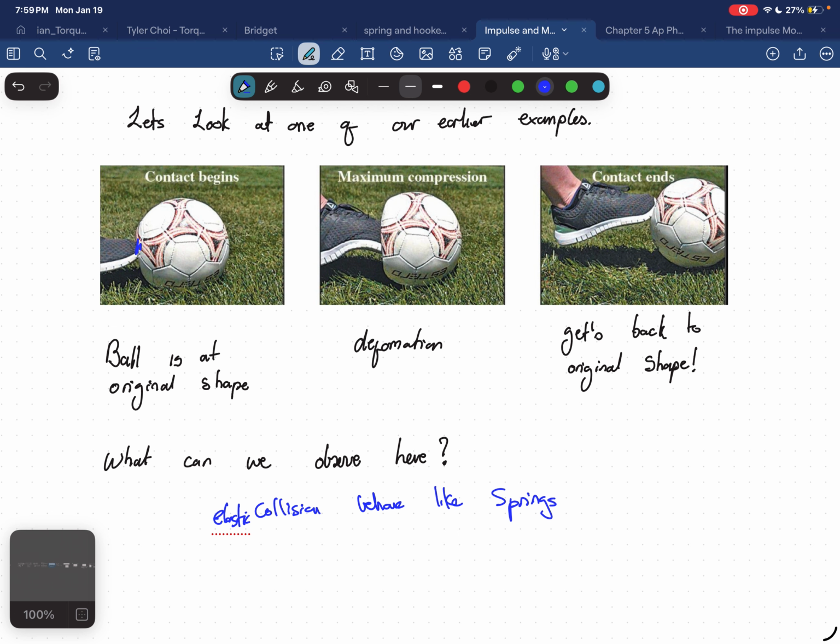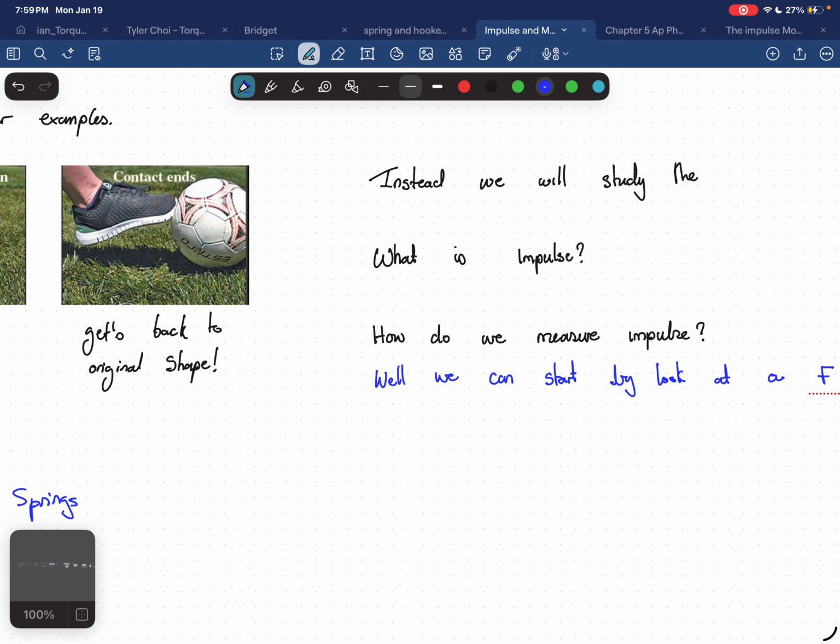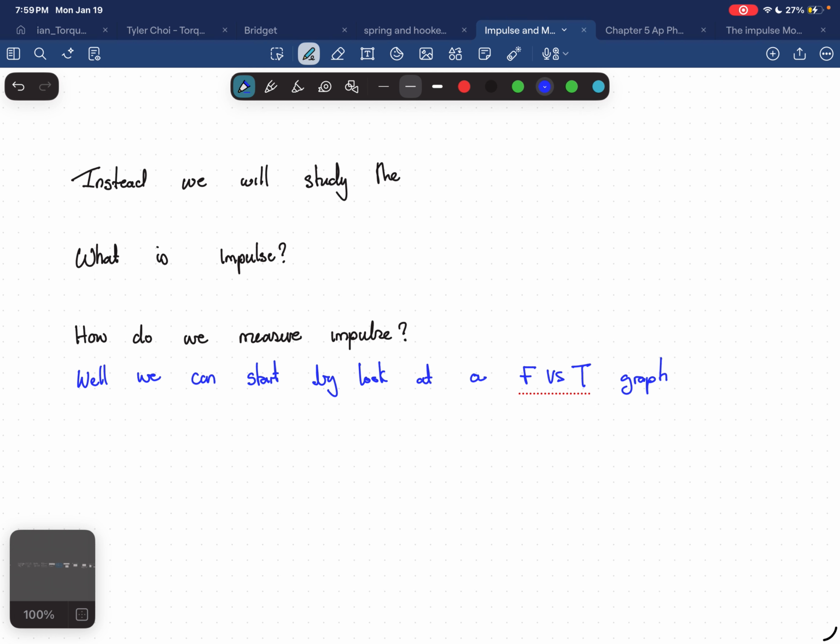All right, it's just a good observation to make. So, yeah, we won't study Hooke's law for this section. Instead, we will study the impulse. Now, what is impulse?